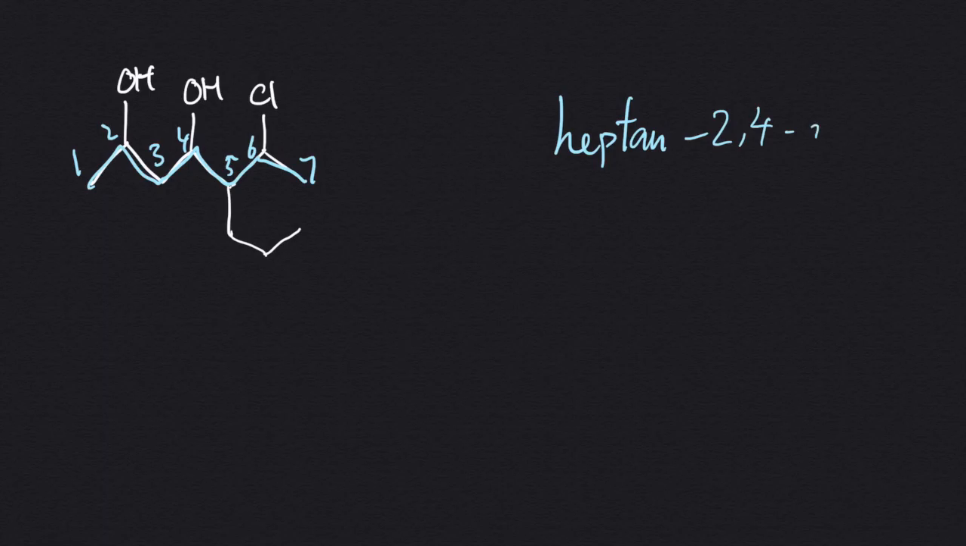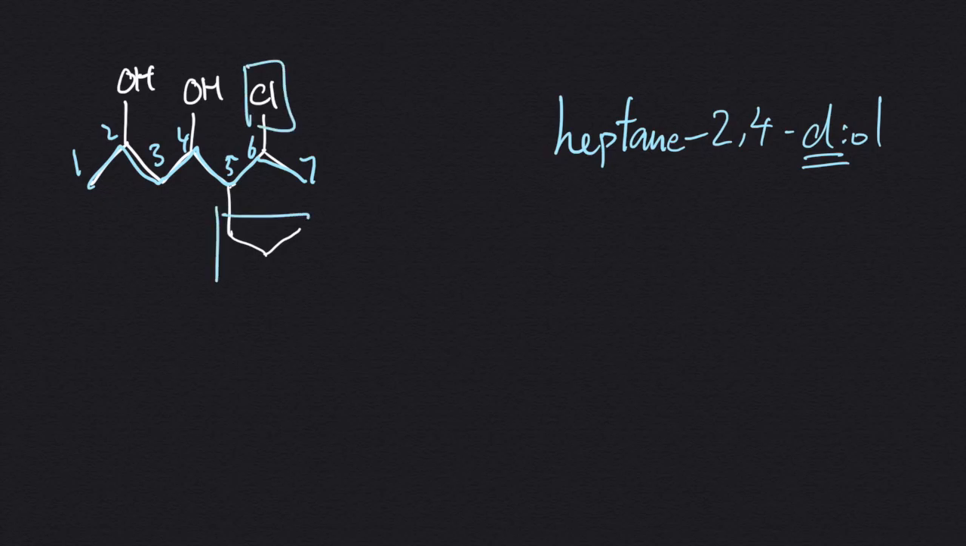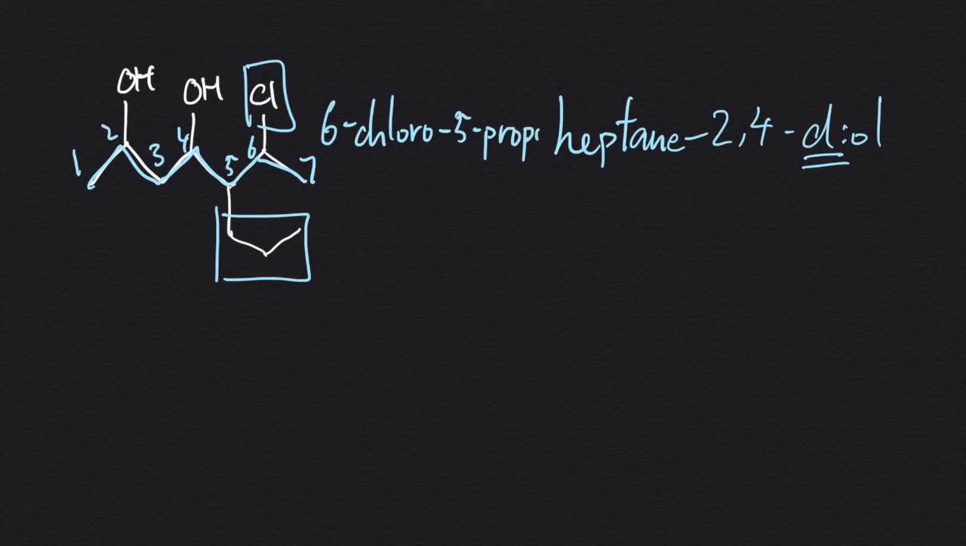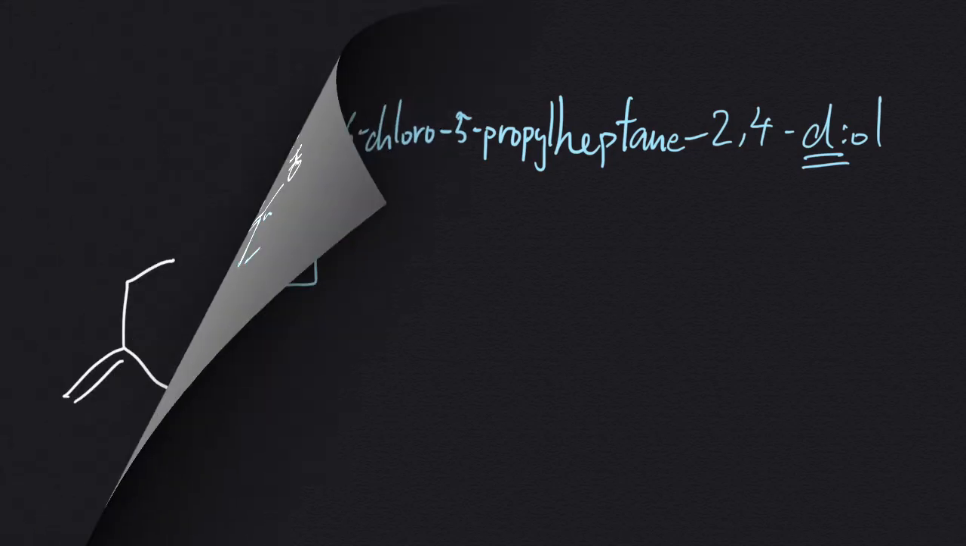2,4-diol. And one more reminder is that when we have a diol, we need to add an E over here. Afterward, we name the other substituents. We have a chloro substituent and also the propyl substituent, and we will name the chloro first according to alphabetical order. So we have 6-chloro and 5-propyl. So the name of this compound is 6-chloro-5-propylheptane-2,4-diol.